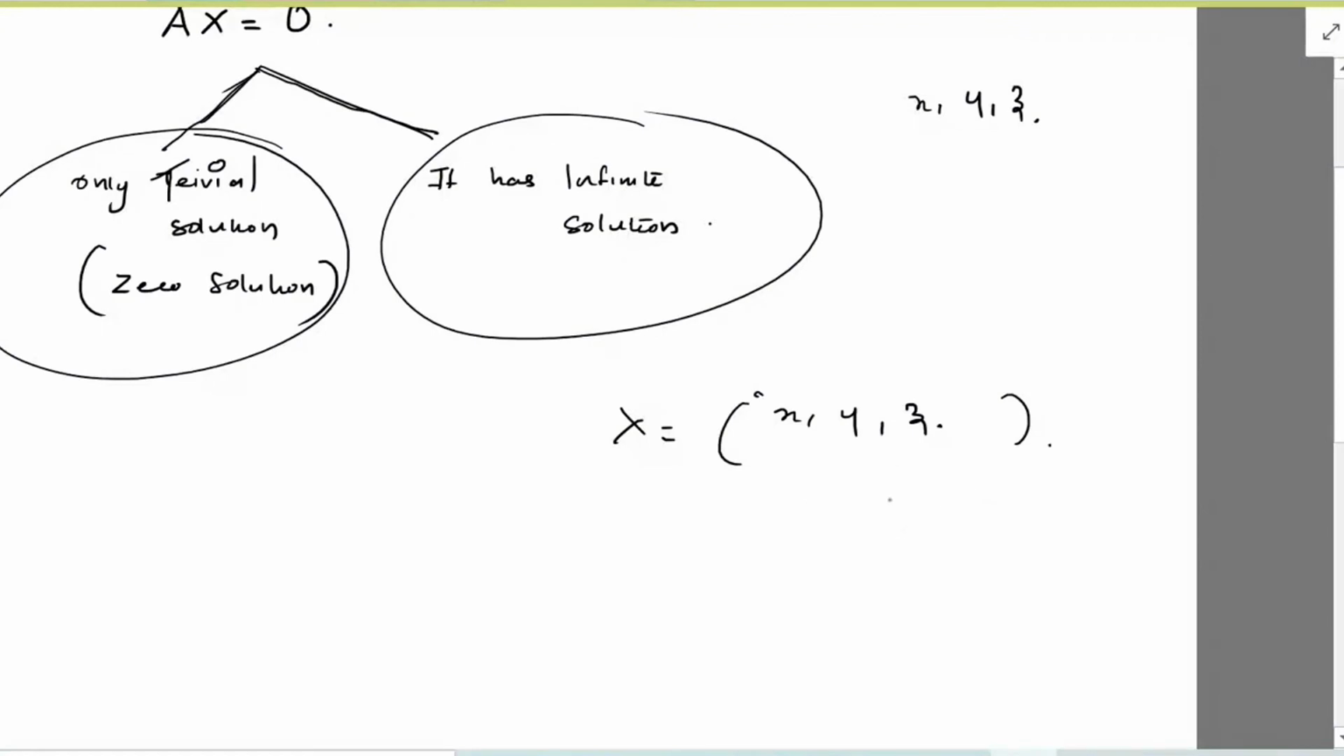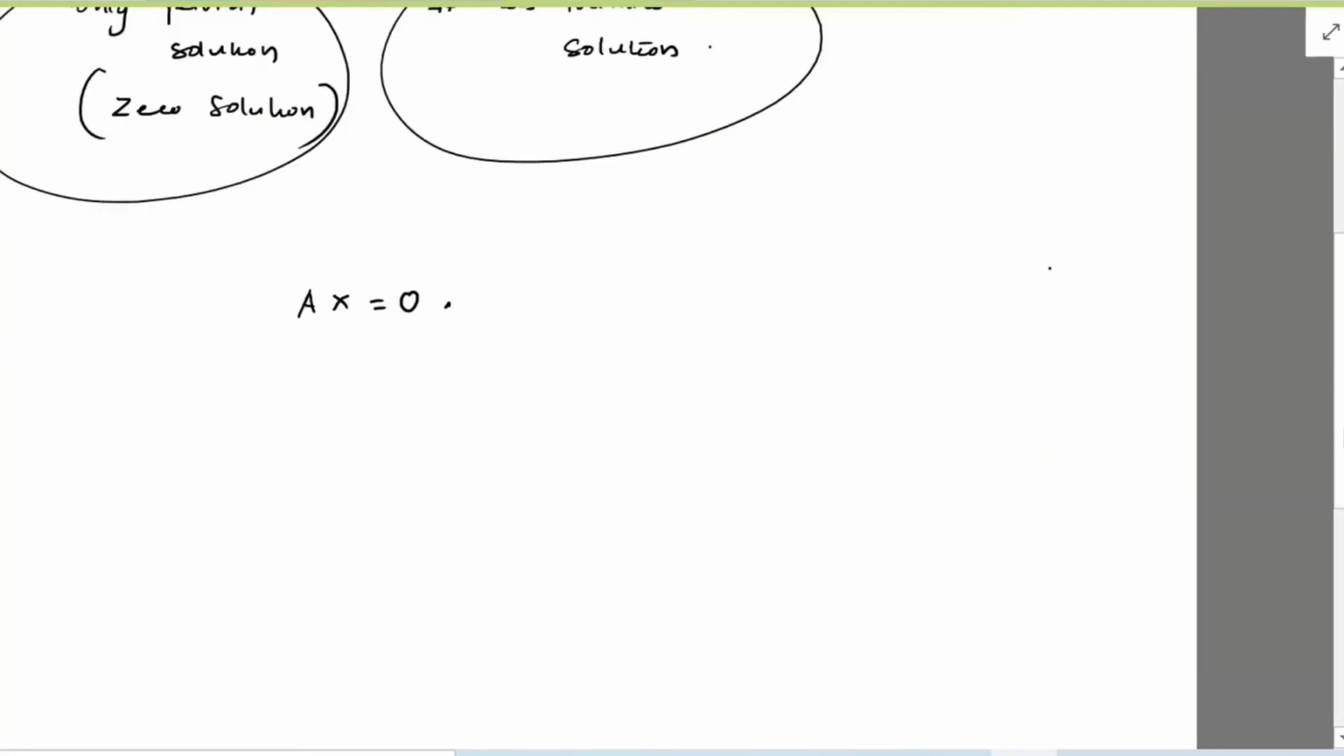So two possibilities are there for a homogeneous system. It may have only the trivial solution or it may have infinitely many solutions. So how can we identify it? Suppose that we are given a homogeneous system Ax equal to 0. Then write the coefficient matrix, which will be A. Then reduce it into echelon form. We just need only the echelon form. From that we can obtain the rank of A.